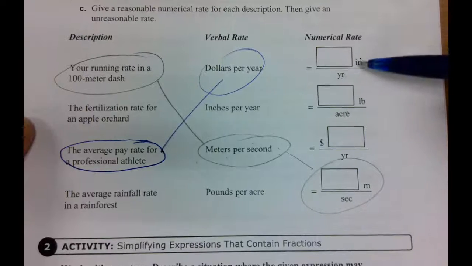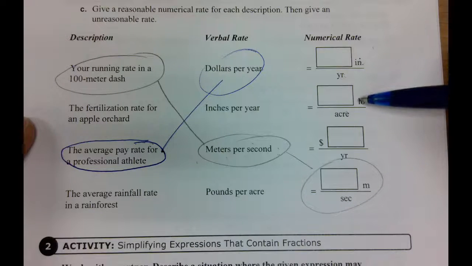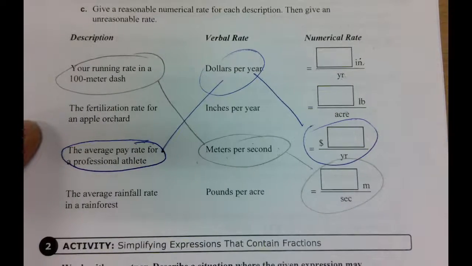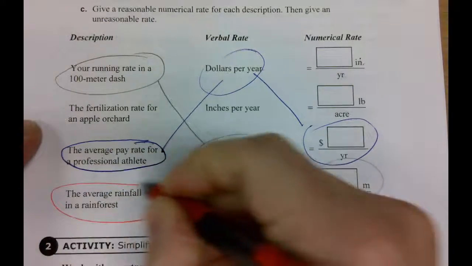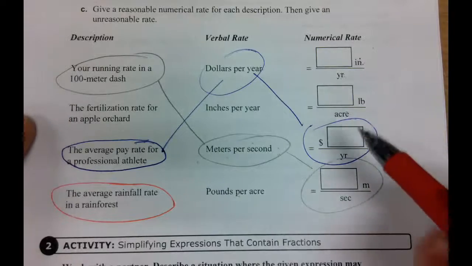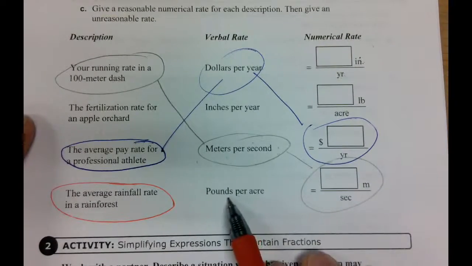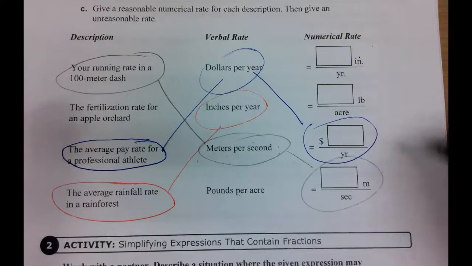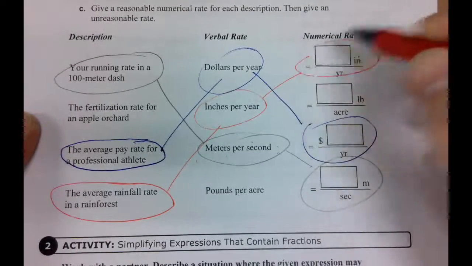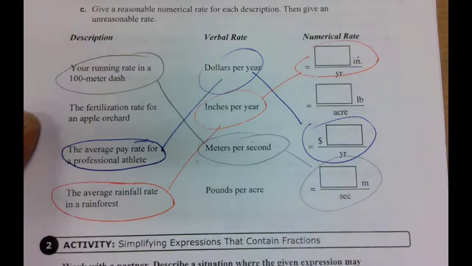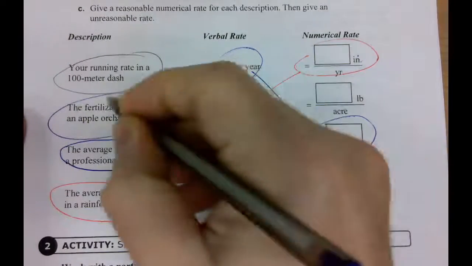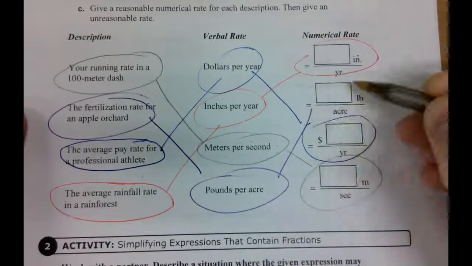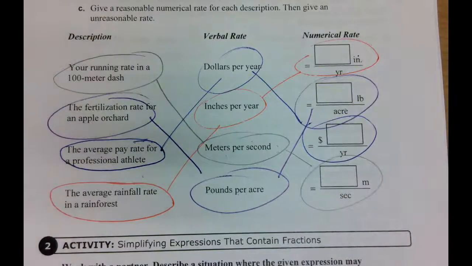And then looking for dollars per year. Well, that's inches, so close. Dollars per year. Aha, down here. Continuing on, again, I'd stick with the average rainfall rate in a rainforest. Pounds per acre. That doesn't sound quite right. I think I'd describe it in inches per year, which is the right answer. And here's inches per year. Which means then by process of elimination, fertilization rate for an apple orchard is going to be pounds per acre, which goes up here as pounds per acre.